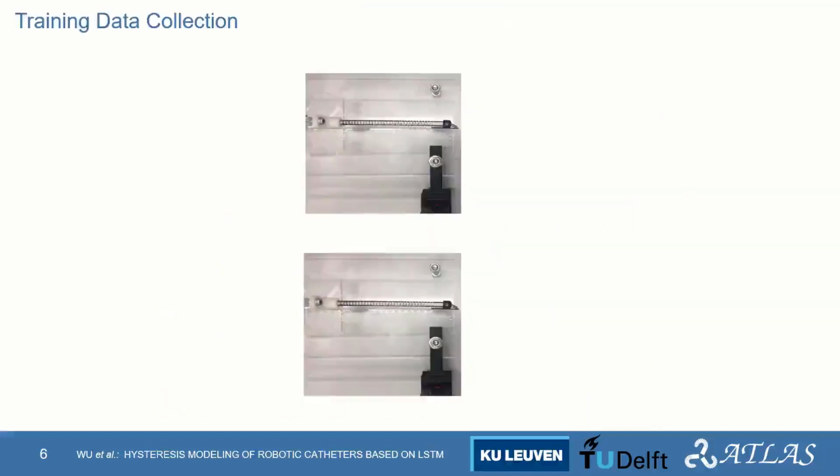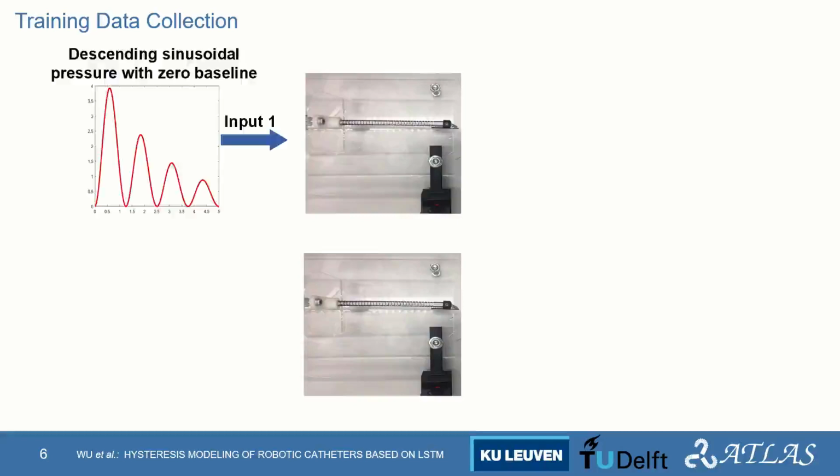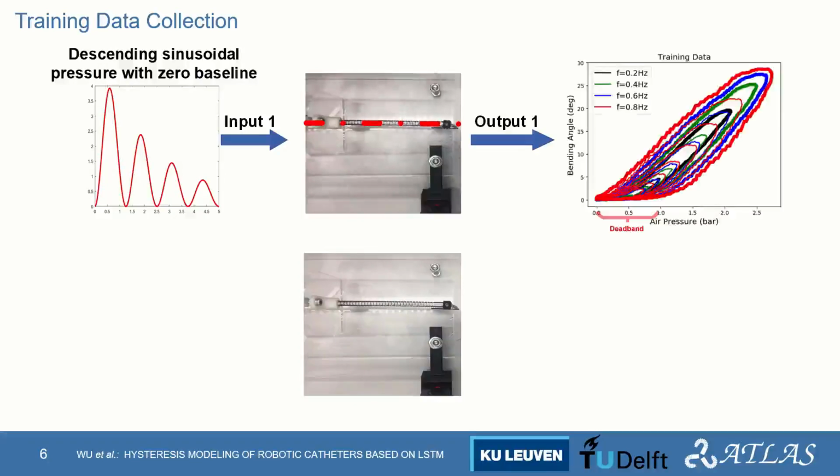In order to provide LSTM with data containing diverse excitation patterns, descending sinusoidal pressure was used to excite the system and generate training data. The first type of data is descending sine wave with zero baseline. The data were collected under 4 frequencies, namely 0.2, 0.4, 0.6, and 0.8. The figure on the right side shows the data we collected. It is clear to observe that the hysteresis loops widen as the frequency increases. This property is described as rate-dependent hysteresis.